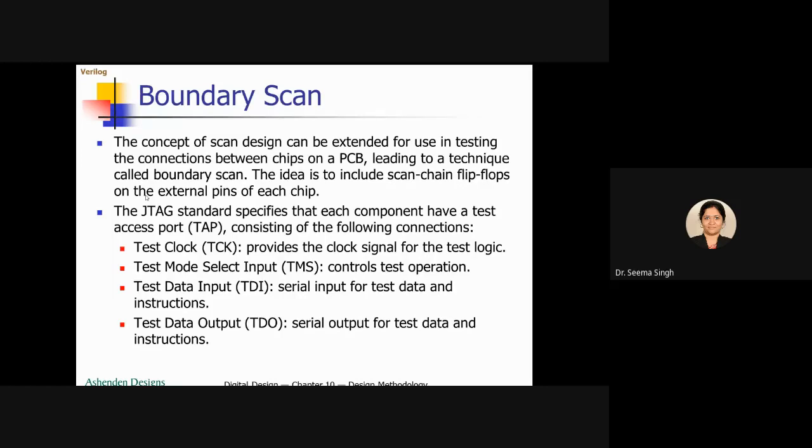So here they are talking about each chip's external pins. Now we have a standard called the JTAG standard. What is the full form of JTAG? JTAG stands for Joint Test Action Group. It was formed in the 1980s. And what you have seen in your lab is also JTAG only. So JTAG is the Joint Test Action Group, which was formed in the 1980s.